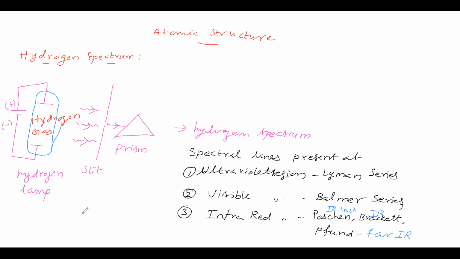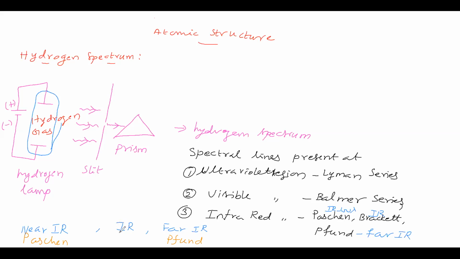And the infrared, we split into three types: the near IR region, the IR region, and the far IR region. Near IR means lower wavelength. The spectral lines present here were studied by Paschen, therefore it is called the Paschen series. This is far IR, that means the higher wavelength side of infrared. The spectral lines here were studied by Pfund, therefore they come under the Pfund series.